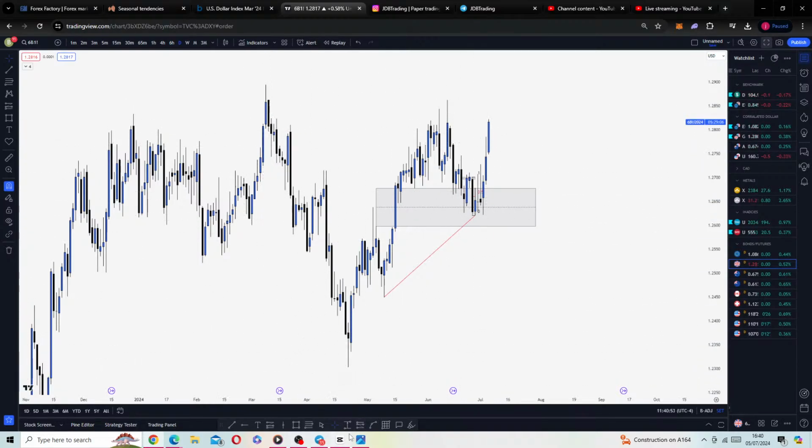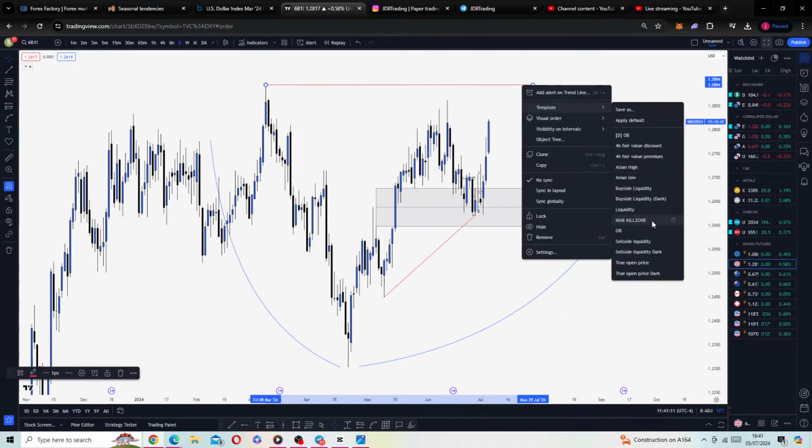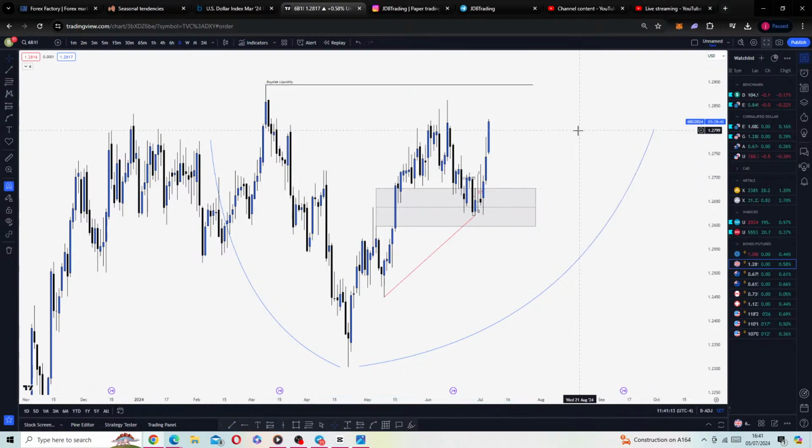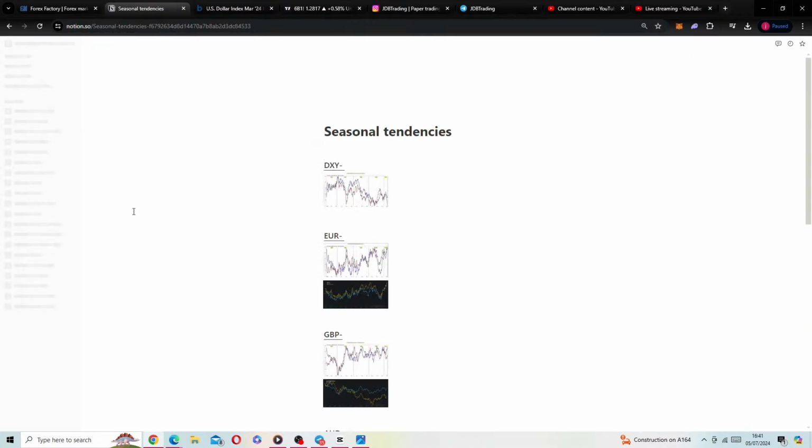Market maker buy model. You see, market maker buy model right here. There's highs here that want to be taken. I want to take the buy side. You see? And let's switch over to my seasonal tendencies chart.